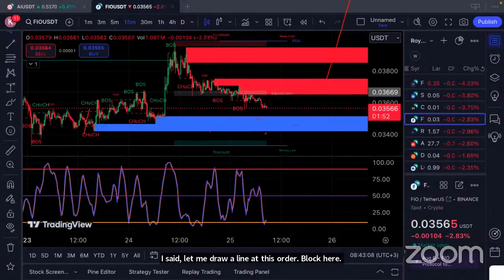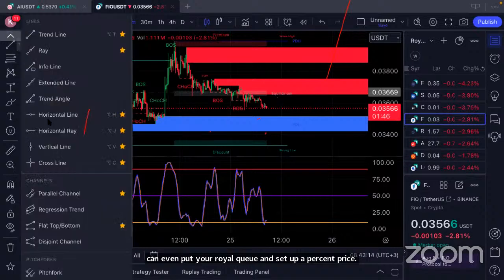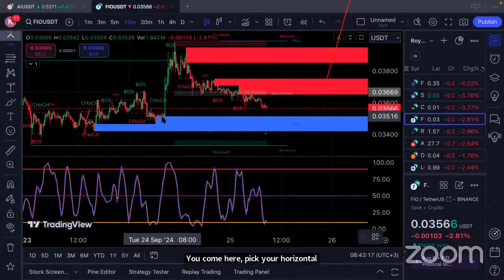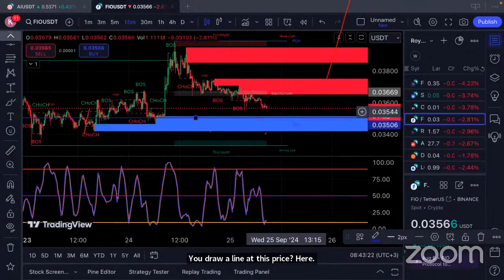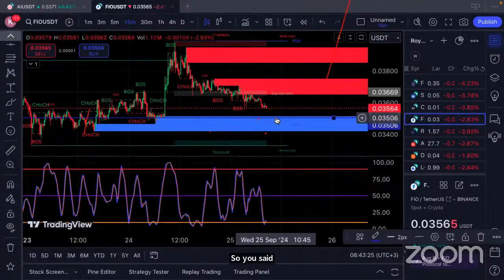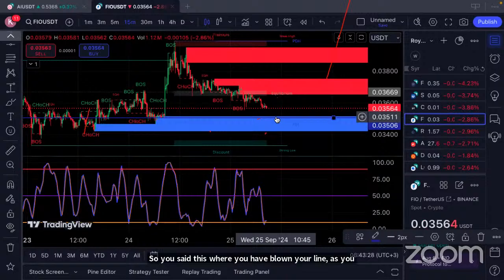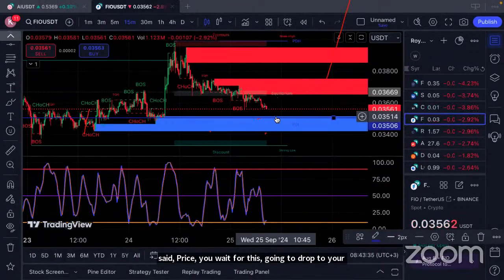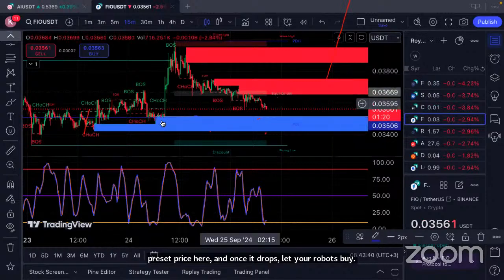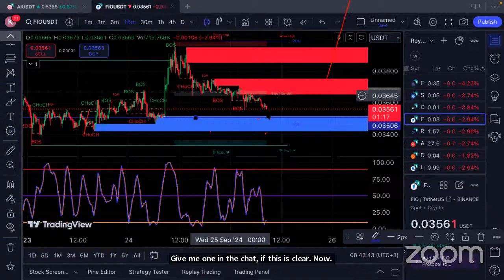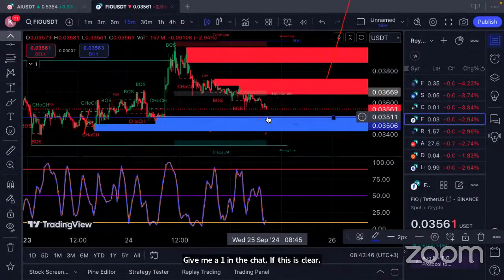You can even go to your robot queue and set up a preset price. You come here, pick your horizontal line at this order block, and draw a line at this price here. Then you set where you have drawn your line as your preset price. You wait for this coin to drop to your preset price here, and once it drops, let your robot buy. Give me a one in the chat if this is clear. So you wait until the market drops to your preset price, then let your robot buy.